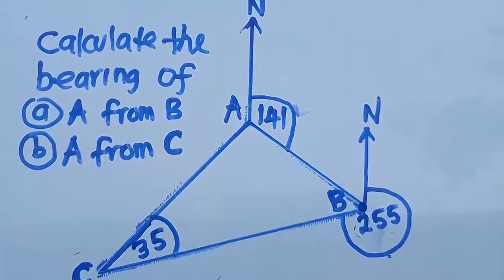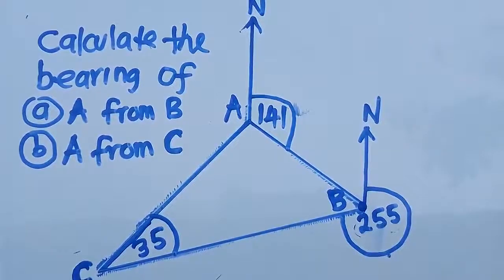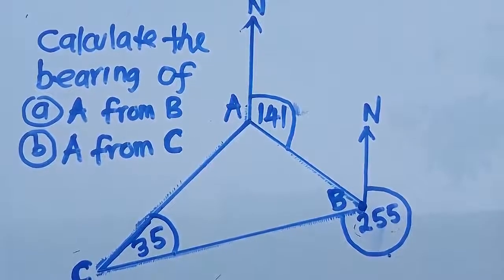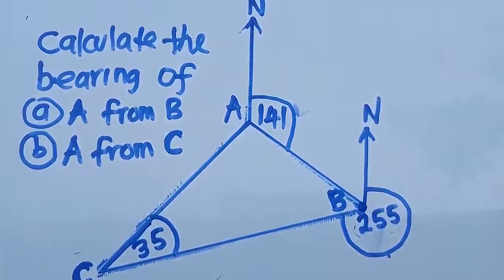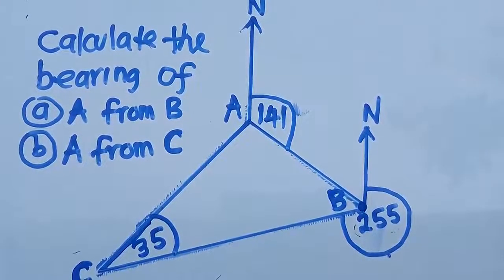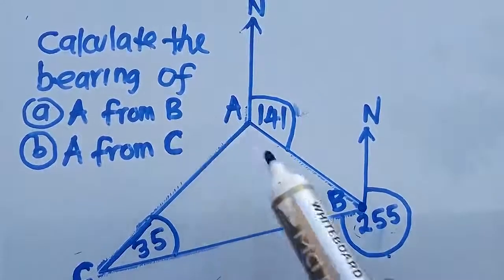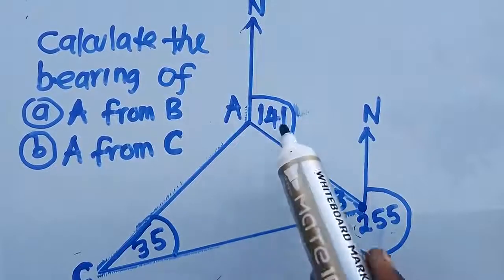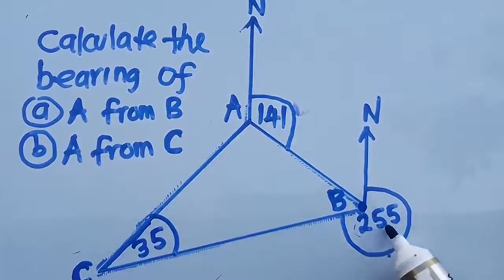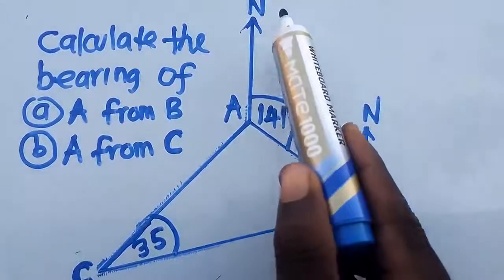This is the exercise that I want you to answer. You can copy this exercise. Hope you are able to see. This is A, this is B, this is C. This is 141, this is 255 degrees, this is 35 degrees. This is the north, that is the north, and this is the question.